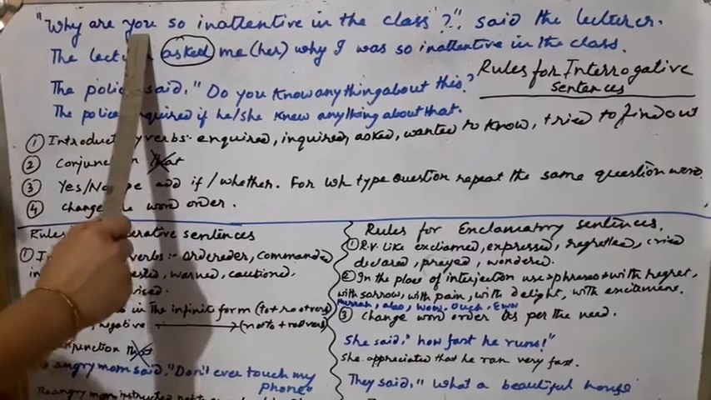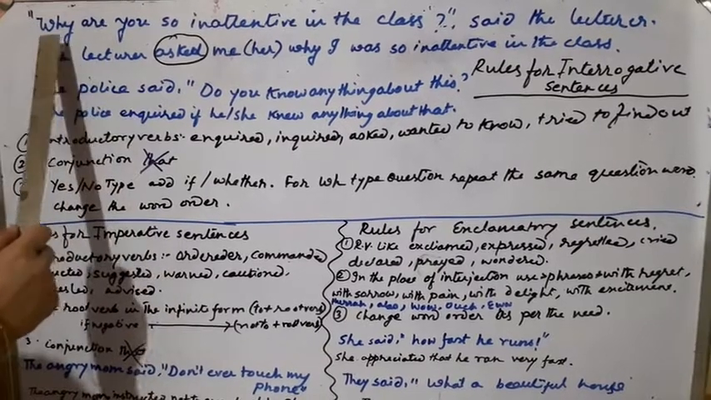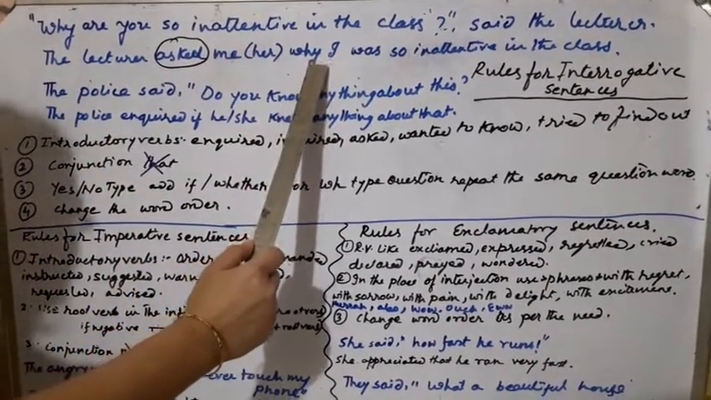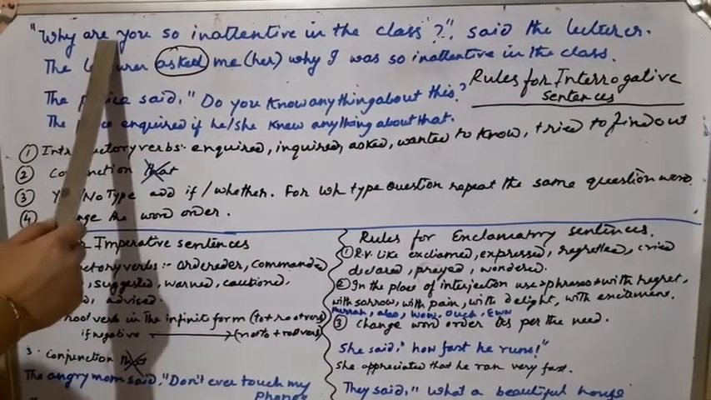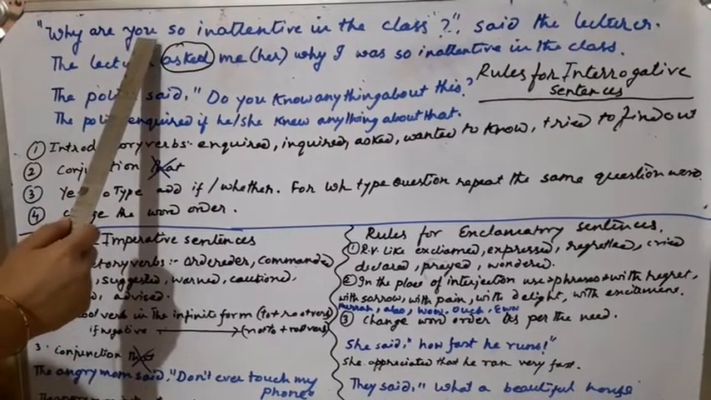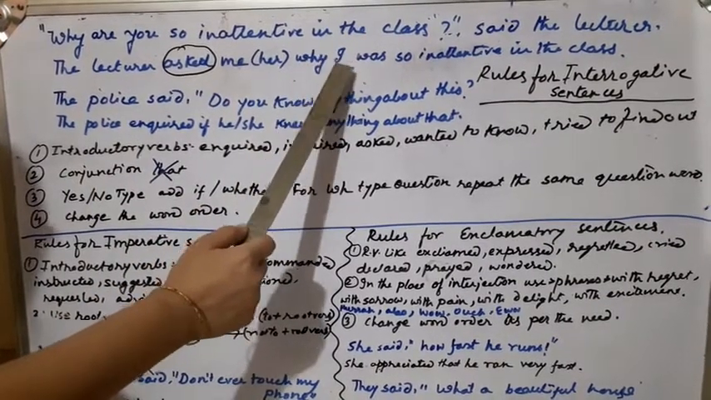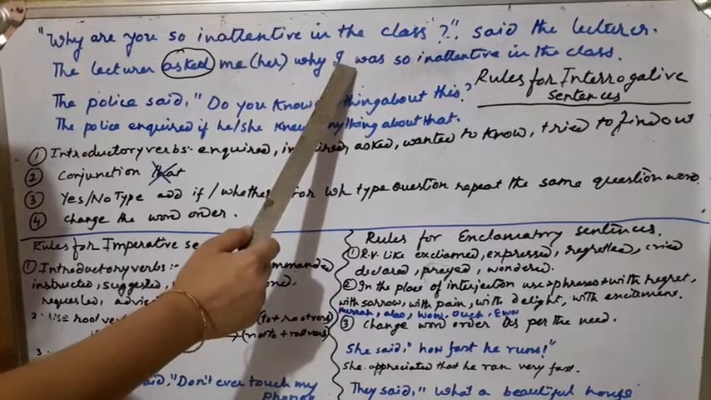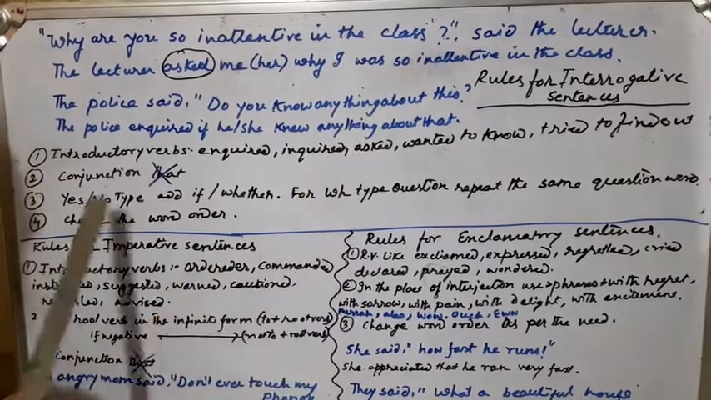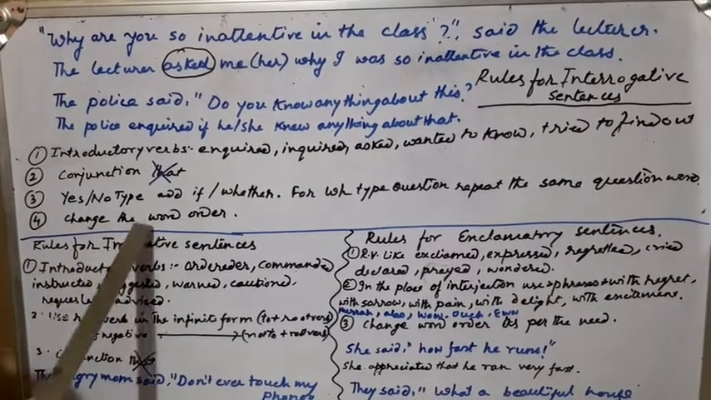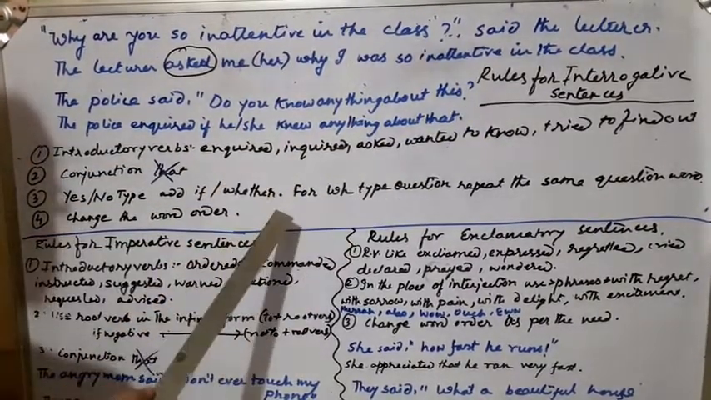Why are you? Notice please, students, most of you make a big mistake here. Why are you? Here I have changed to why I was, because when there is a sense of questioning, you will have to place the helping verb before the subject, right? But in the reported speech, you will have to place the helping verb just after the subject, right? I was. Okay, so this is the change you will have to make in the word order. Correct? So I need to wind up here for the interrogative sentences.